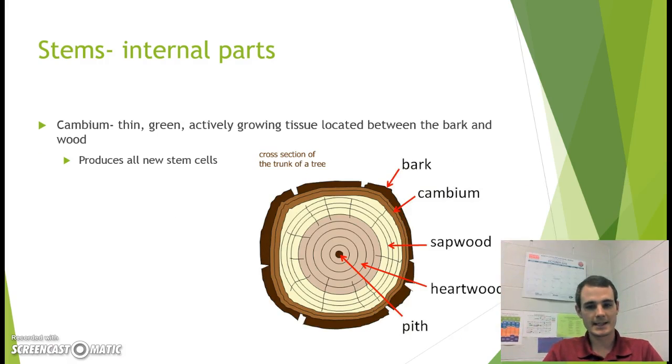Here you can see the cambium. The cambium is the thin, green, actively growing tissue located between the bark and the wood. And so right beneath the bark and then the phloem of the plant, you have the cambium. The cambium is what's actively growing at this point. It's what allows the trunk to get wider, and then as it dies off, it's going to turn into older wood, sapwood, heartwood. So it produces all new stem cells.